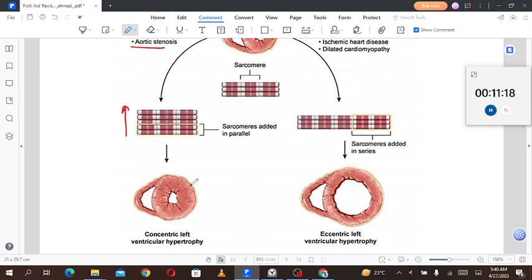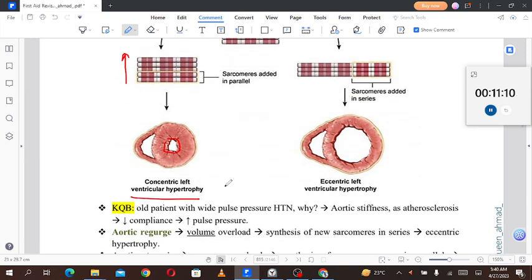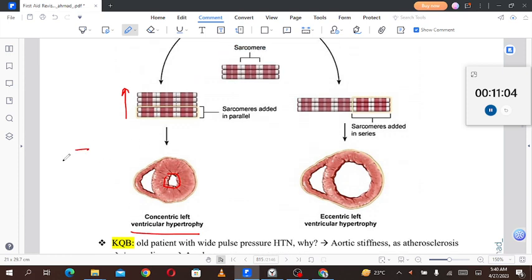The mass and the thickness, both of them are increasing, and the cavity size is decreased to this level. Like this is very small or shallow cavity in comparison to this one. So concentric left ventricular hypertrophy, we see this in the case of diastolic heart failure, and the gallop that is heard is S4 heart sound.